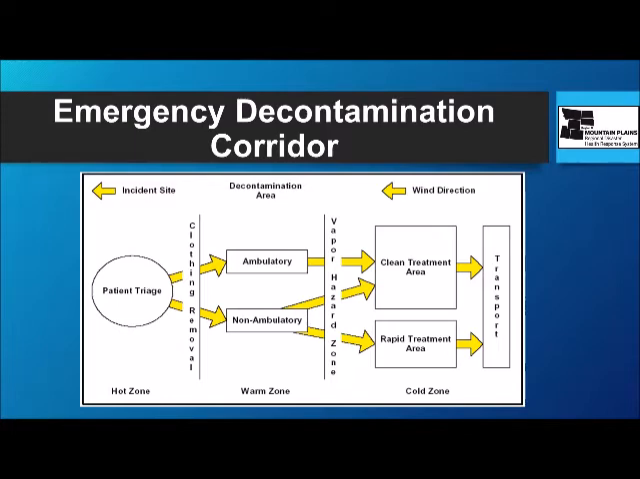And if there are ambulatory and non-ambulatory, there may be two separate lines. Then you will transition to the cold zone where treatment can be provided and then transport as necessary. All of these various zone borders should have access control points so that contaminated individuals don't get beyond where they should be, and non-contaminated individuals do not inadvertently enter one of these zones and become contaminated.